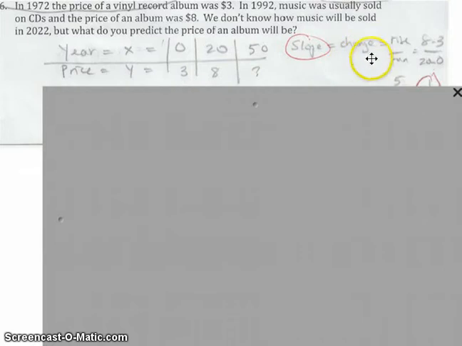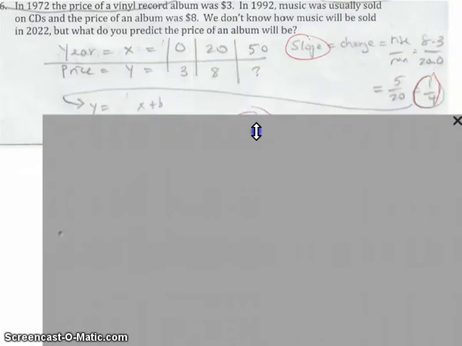Slope, again, is change. Change is rise over run. It's the difference in the y's over the difference in the x's. Okay, so there's my difference in y's, 8 minus 3, and my difference in x's is 20 minus 0. 8 minus 3 is 5, 20 minus 0 is 20. 5 over 20 can be simplified into 1/4.